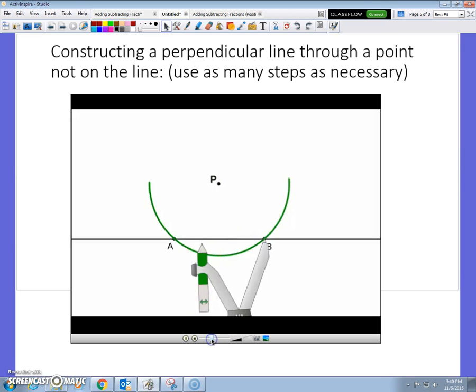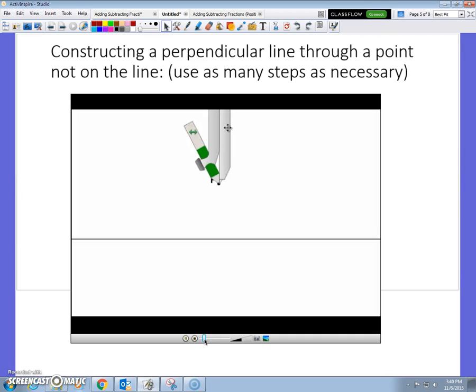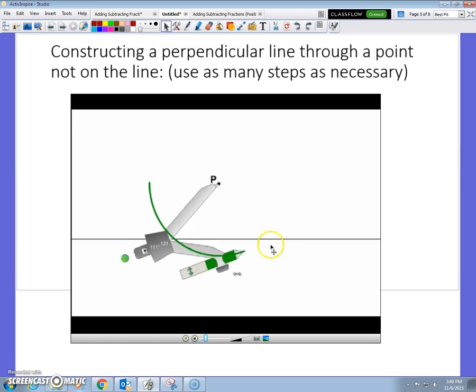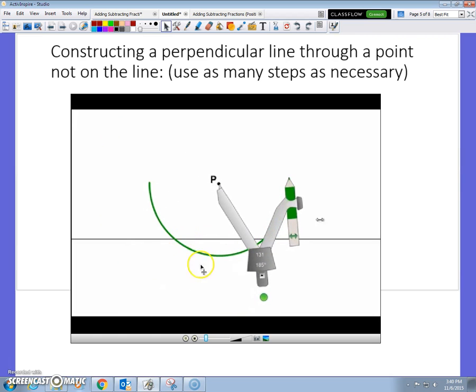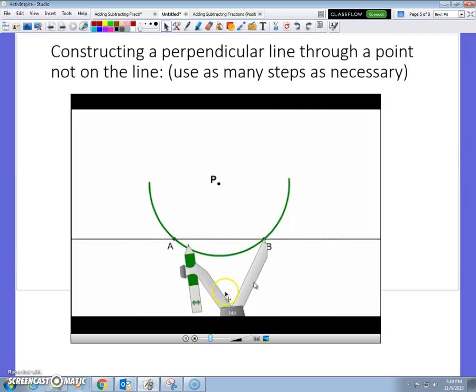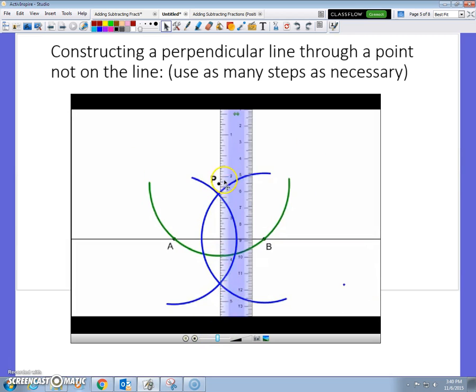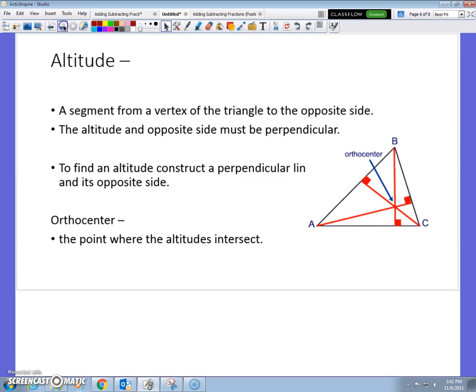So one more time, I'll show you again. The first thing we're doing is we're starting with our point on the point that we want to draw it through. We're going to open our arc, and we're going to swing it around and make sure that it crosses twice. We're going to take our point, and we're going to make a new arc out here on both of them. And once we have that, we just draw our line through our point right here. And wherever it crosses, that's going to be a 90-degree angle. So that's going to help us to construct an orthocenter, okay, and an altitude.